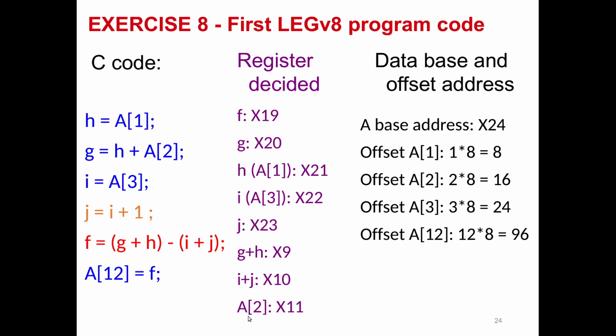The value that will be loaded from A2 will be stored in X11. The base address for data A will be stored in register X24. We know that in memory, one data element is a double word. It takes 8 bytes, and so the offset for the data A1 will be 8, A2 will be 16, A3 will be 24, and A12 is 96.